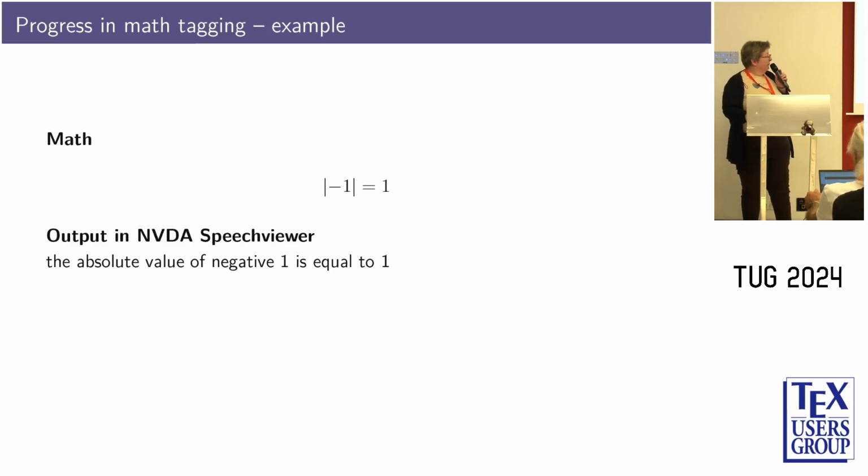As an example, if these tools are all there and updated, then if you give them math such as a norm and it has a MathML inside, then NVDA's speech viewer will actually be able to say "the absolute value of -1 is equal to 1", which is already an understandable reading of math. Yeah, MathML will be there.